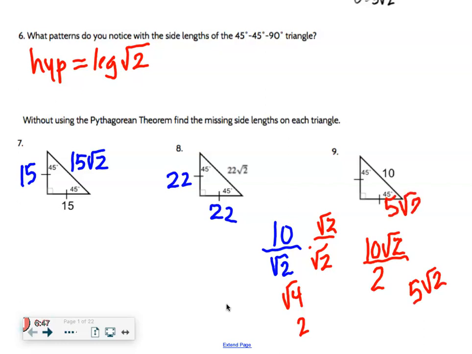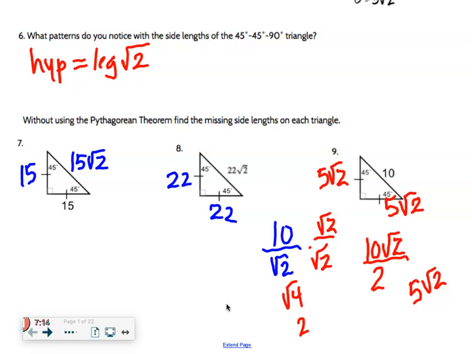Wouldn't it be 1? Nope. Why not? Because this 2 only goes with the 10, not what's inside there. So 5 root 2. Those are the only tricky ones. It's just backwards. Or divide the number by 2 and then add the square root 2 if you're thinking it that way as well. But we'll get really good at these.